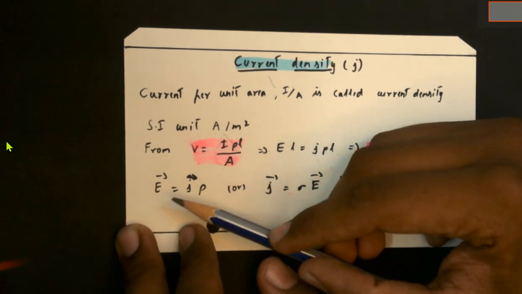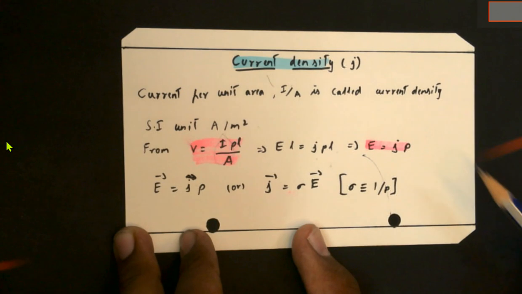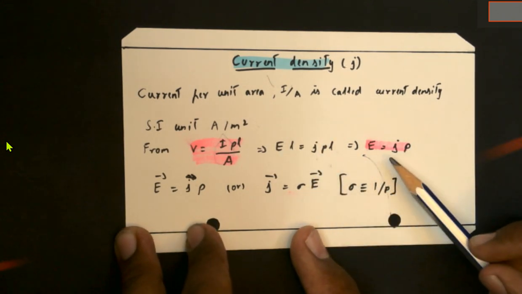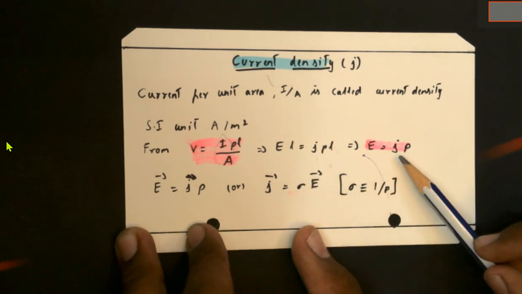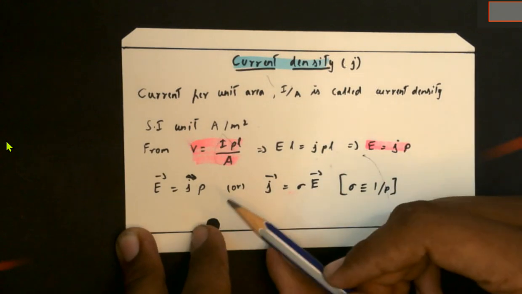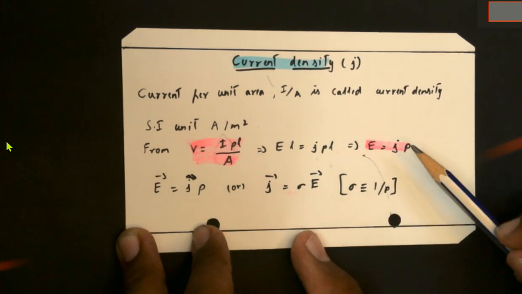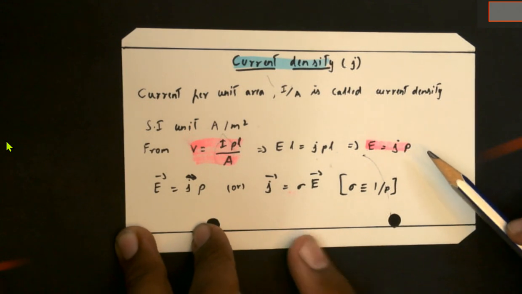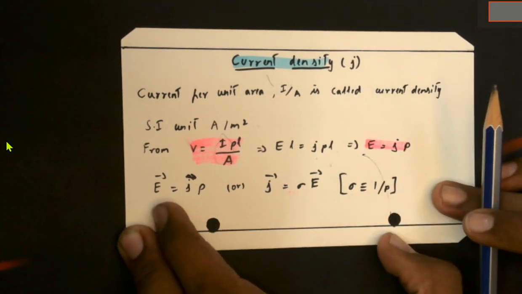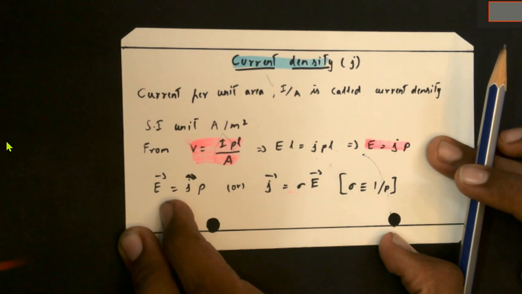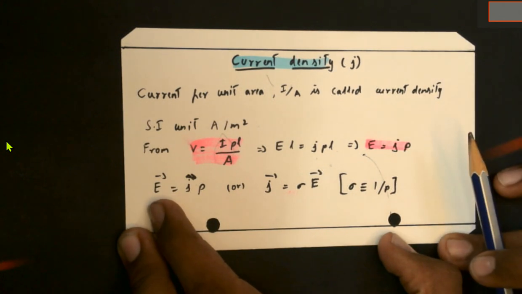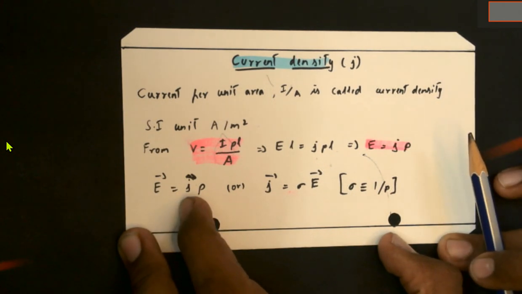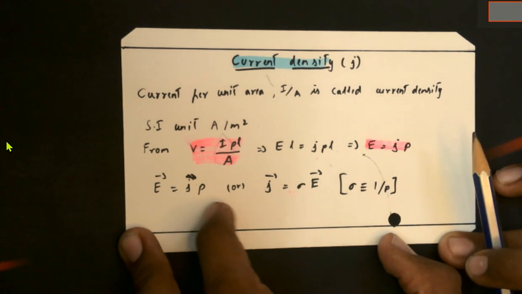When we take the L to the opposite side, the L is cancelled. Then we get the formula E is equal to J rho. What is J? J is the current density. Rho is the resistivity. Resistivity can also be called specific resistance. When we write this in vector form, we write E vector is equal to rho J vector.